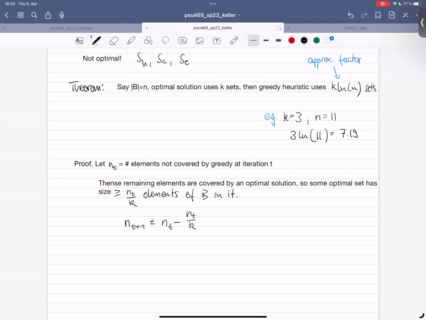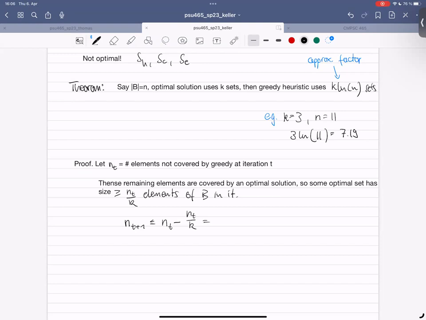Why? Because the previous sentence told us that the optimal solution must contain one set that contains at least this number of elements. And since greedy is always picking the one with the largest number of uncovered elements, it will cover at least that number of elements in that one iteration. This is basically what you're subtracting from the uncovered elements. So going from iteration t to t plus one, you will have to subtract at least n_t over k elements that you have covered with your new sets.